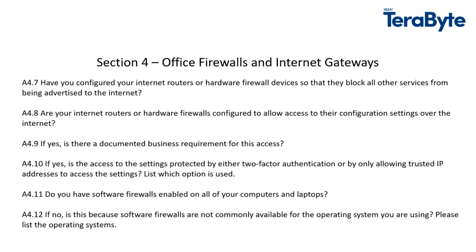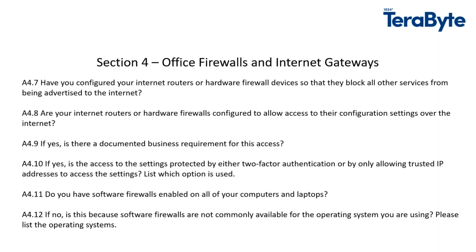And then A47. If you have configured your internet routers and hardware firewall devices so that they block all services from being advertised to the internet, what that is saying is making sure that you block everything from coming from the office onto the internet. That just makes sure that everything's nice and secure. Now these days, pretty much every single firewall or hardware device will do that. They'll block everything by default, and then you have to explicitly allow stuff to go out.